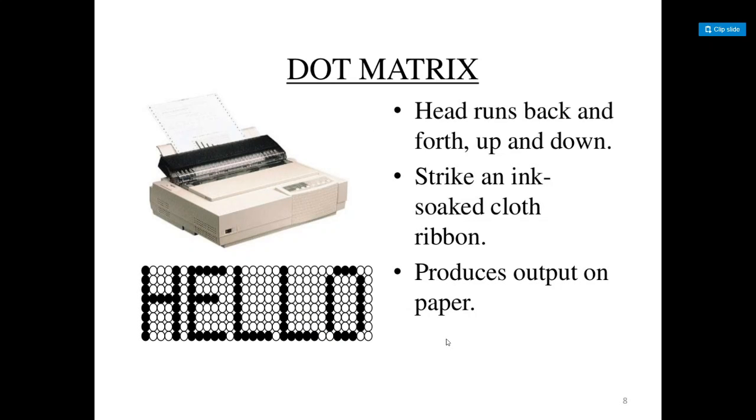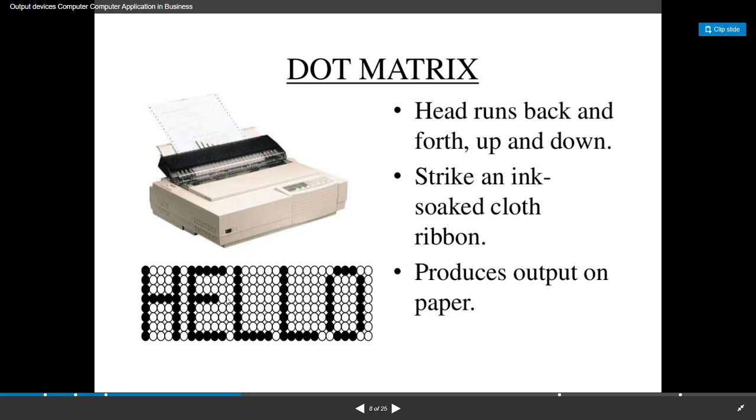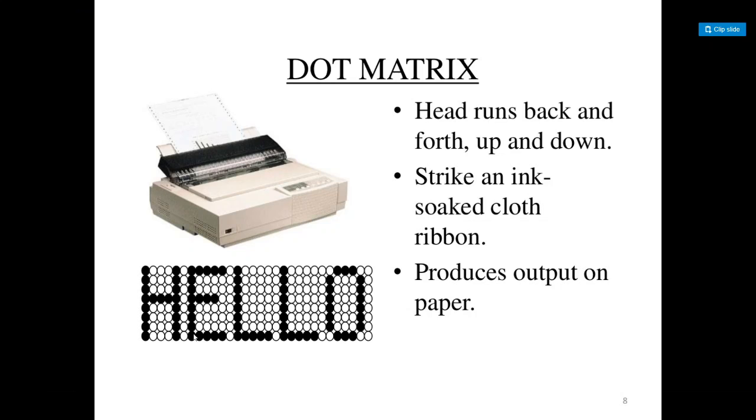So dot matrix is like the dots. These dots are there, and whatever places you need to be highlighted are highlighted with the ink. The head moves back and forth and up and down, and it strikes an ink-soaked cloth or ribbon and produces the output on the paper.